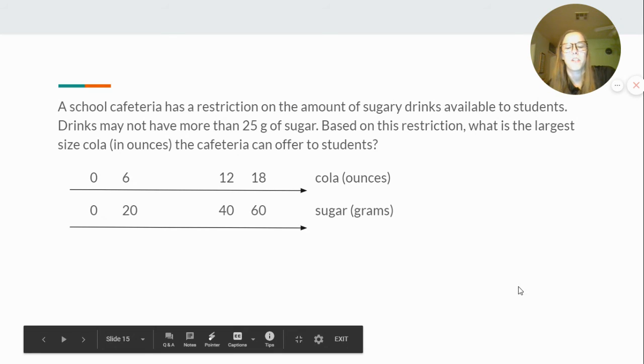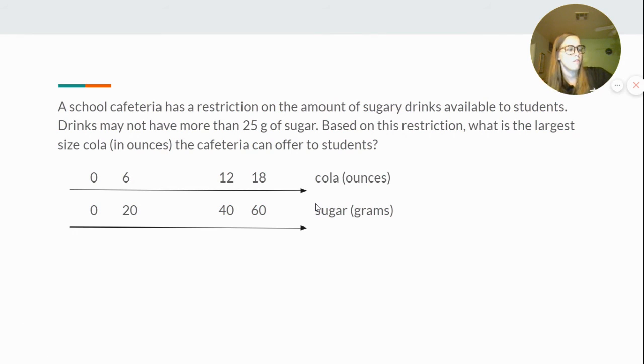So this one I want you to do on your own, and then hit play when you're ready to see the answer. It says a school cafeteria has a restriction on the amount of sugary drinks available to students. Drinks may not have more than 25 grams of sugar. Based on this restriction, what is the largest size cola in ounces the cafeteria can offer to students?